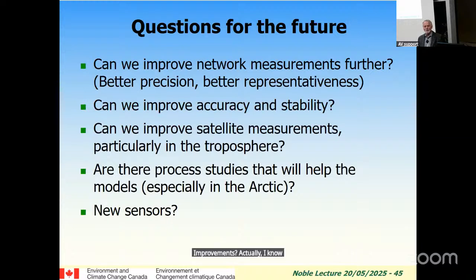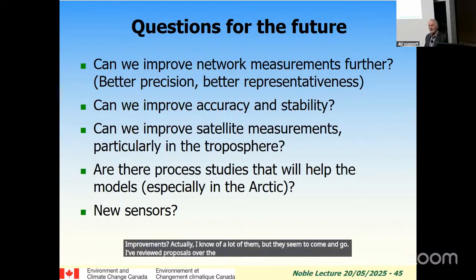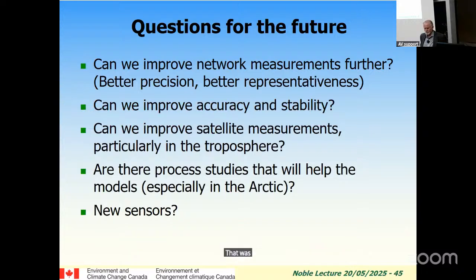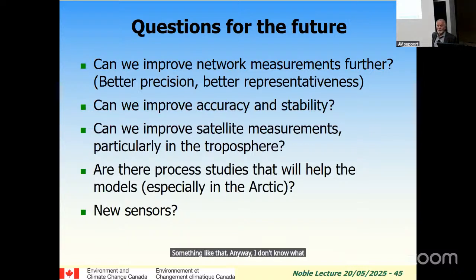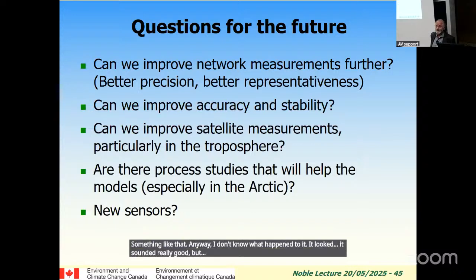Actually, I know of a lot of them, but they seem to come and go. I've reviewed proposals over the years and then never heard anything more. There was a sensor that was being produced by the University of New Hampshire that was using a UV-sensitive photocell and some kind of blue or UV LED, something like that. Anyway, I don't know what happened to it. It sounded really good, but I never saw any data from it.